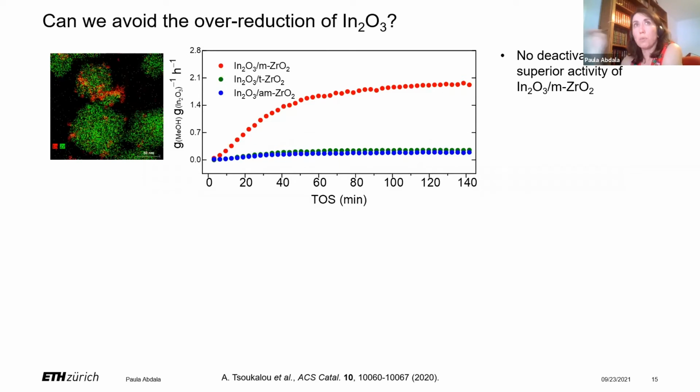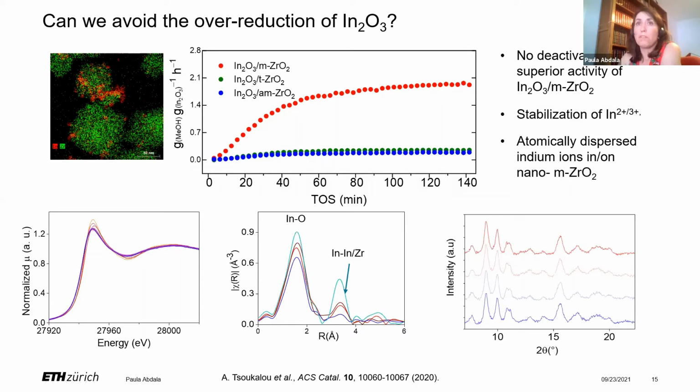So what we did is we deposited this colloidal indium oxide onto different types of supports. I'm going to focus here on the case of indium oxide on monoclinic zirconia, because it gave the best performance compared to other supports, not only stable performance, but also a higher catalytic activity. We performed a similar operando study, and what we saw is that initially there is a decrease of the white line in the spectra, but it stabilizes and doesn't vary anymore.